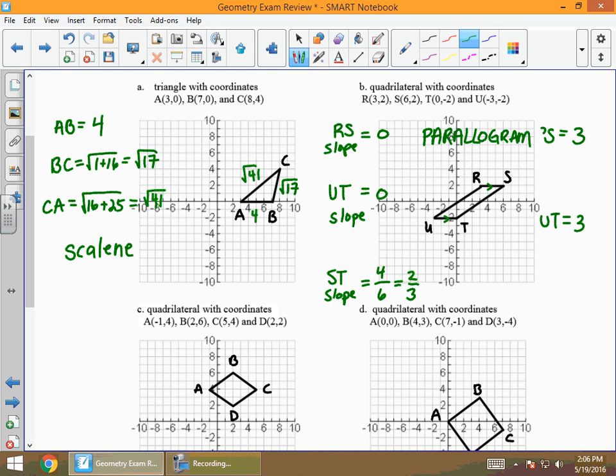And if I were to find the distance of ST, it would be the square root of, again, here's my triangle. This is 6 and this is 4. So 6 squared is 36. 4 squared is 16. When I add those two things together, that is 52. So the square root of 52 is not equal to 3, so this is not a rhombus. This is just a parallelogram. Nothing more.